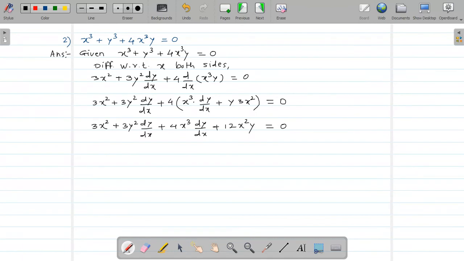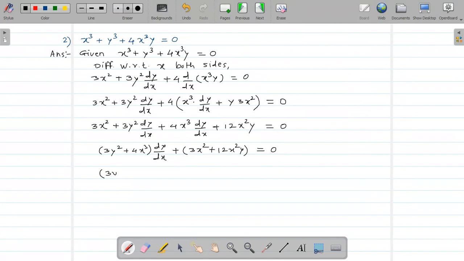4 terms, in which two terms contain dy by dx. So keep those terms together. So here 3y square plus 4x cube, for these two terms dy by dx is common. So we will write 3y square plus 4x cube into dy by dx, plus then the other two terms are 3x square plus 12x square y as it is. It is equal to 0.